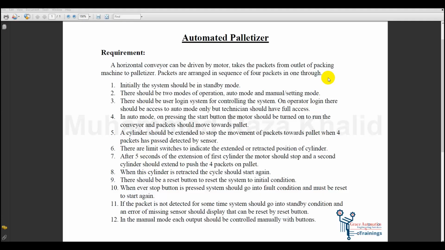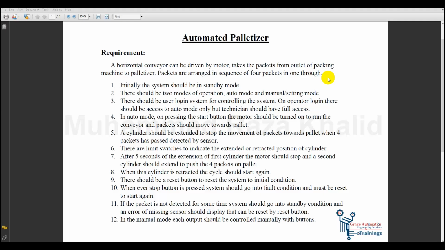So there were some additional things. Firstly, there was a requirement of a reset button that should reset the system to the initial condition. As we have seen initially, the system should be in standby mode. So pressing the reset button, the system goes into the standby mode.